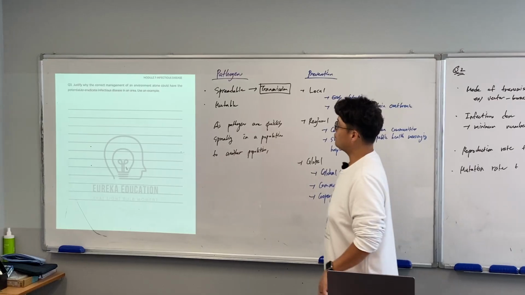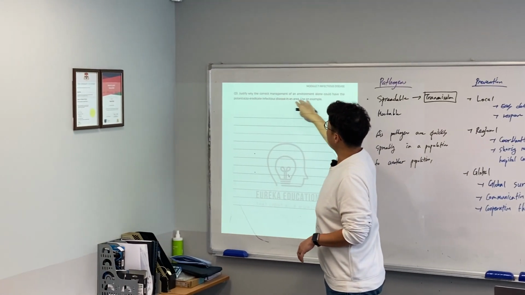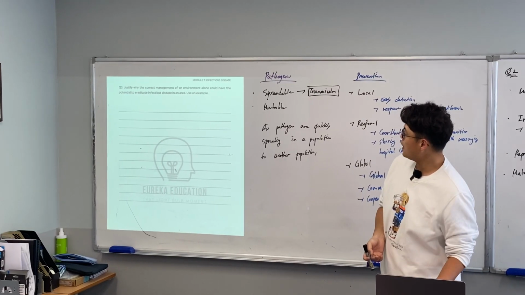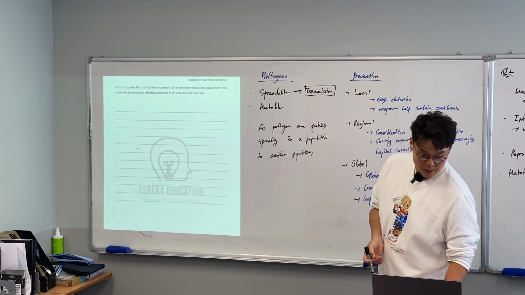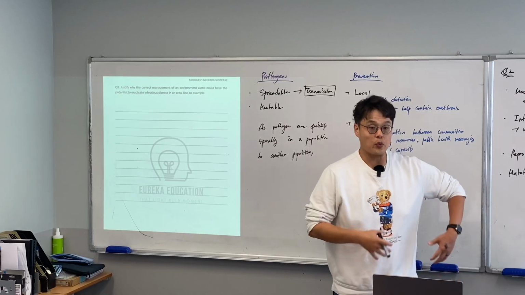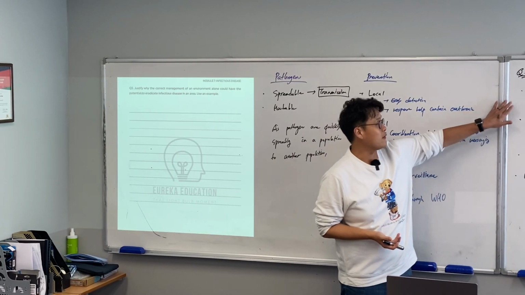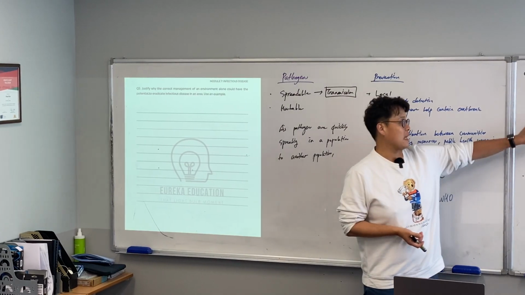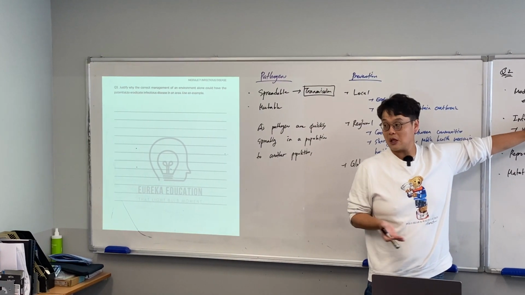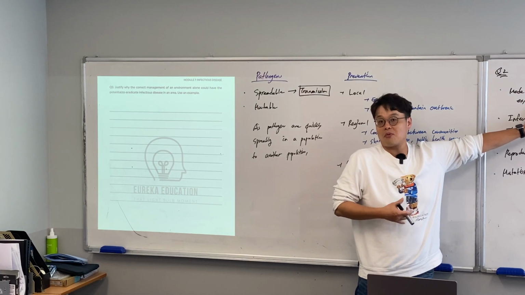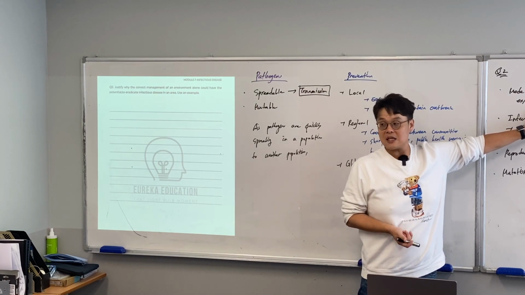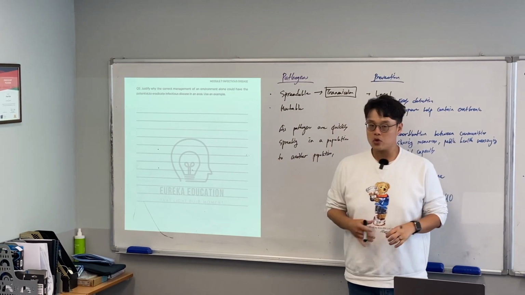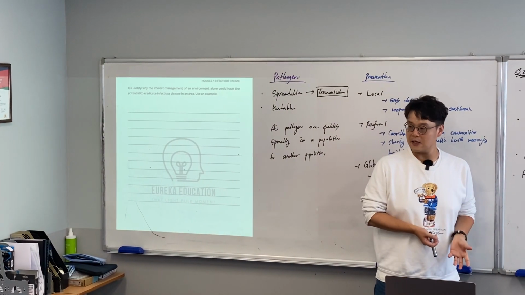Question 3. Justify why the correct management of the environment alone could have the potential to eradicate infectious disease in the area. Use an example of that too. So this is basically the same as what I just described here. If we understand how the disease can be transmitted, for example, vector-borne due to mosquitoes, if we just eradicate all the mosquitoes, you won't get the disease. It's as simple as that. So the key point of this question is know your enemy, then you can prevent it easily.